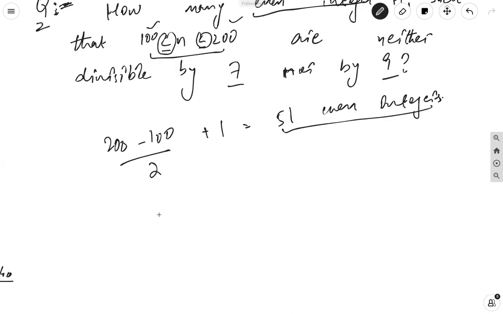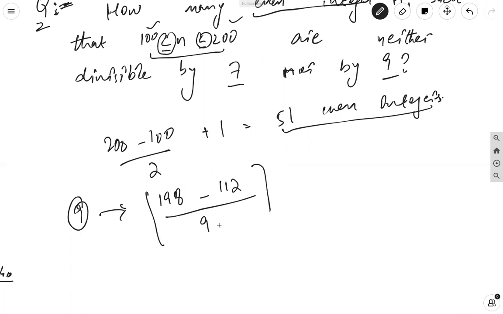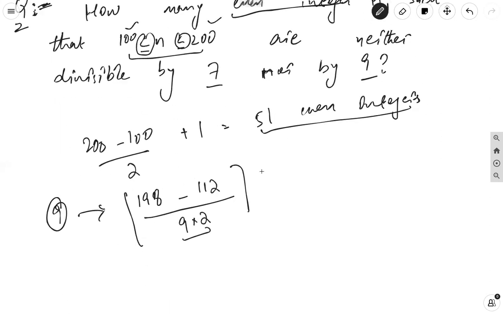First of all, let's see for 9. We need to check the even multiples of 9 in the range of 100 and 200. So what is the greatest multiple of 9 less than 200? That is 198. And what is the smallest even multiple of 9 that is greater than 100? That will be 112, right? Now, will we divide this by 9? No. We will divide this by 18, because we are considering the even integers, and plus 1.